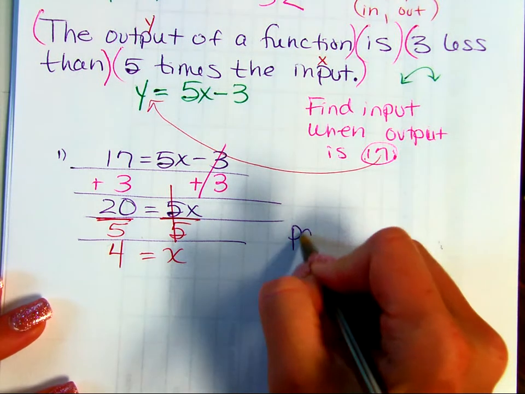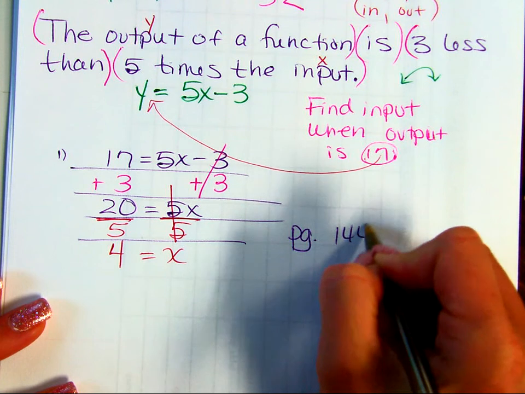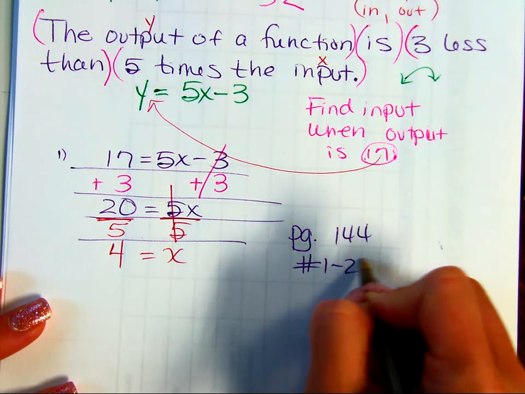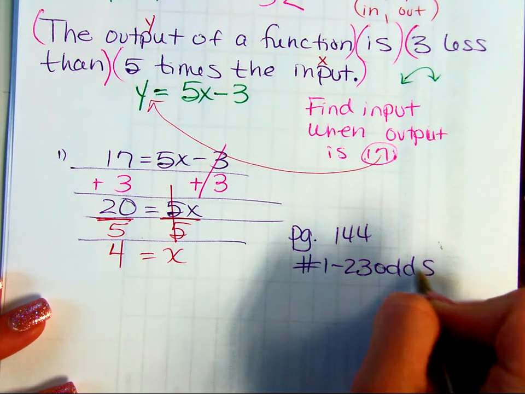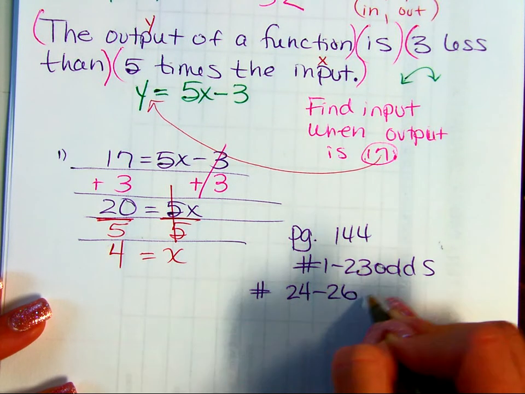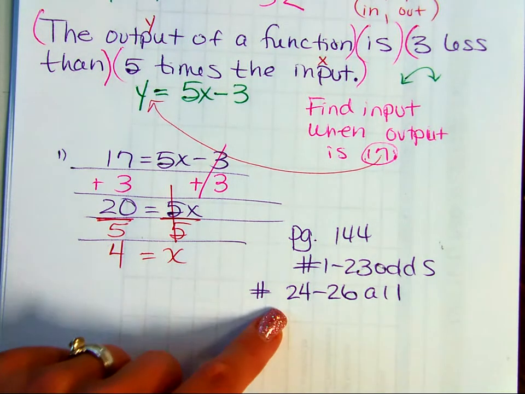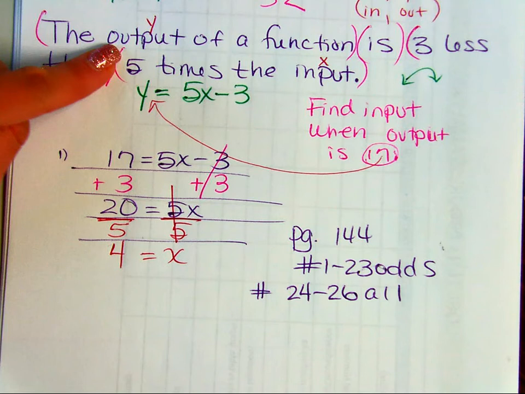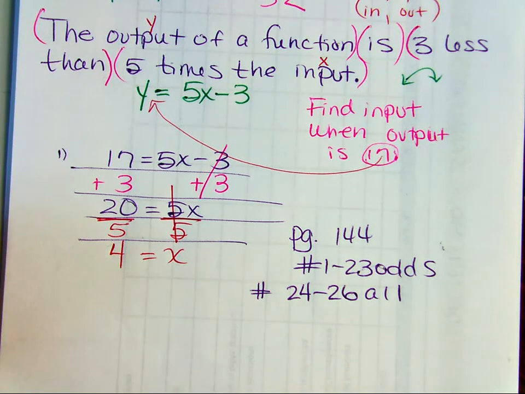All right. If not, your homework is going to be page 144, numbers 1 through 23. Just the odds, and make sure you check them. But I also want you to do 24, 25, and 26. Those are just like this. So you have 3 word ones, and then some just straight up equations. Got it?